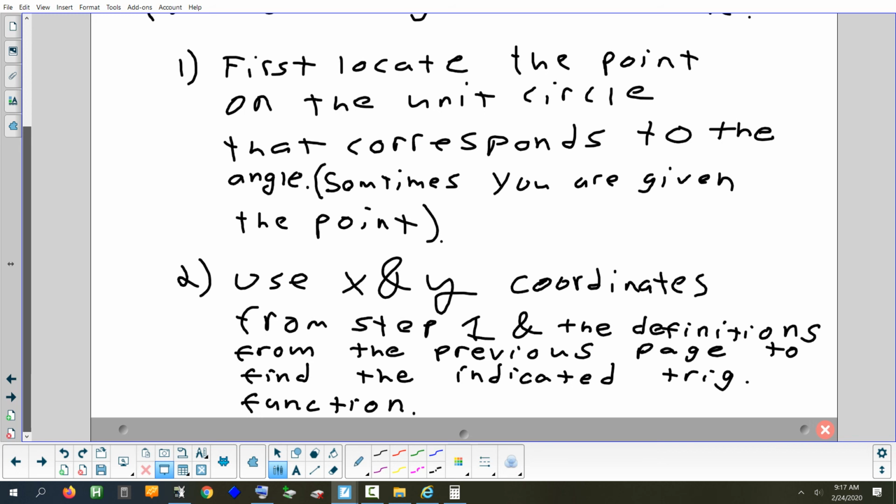The way we're going to do it in class is we're going to do all six. So for every problem that I give you, we'll do the sine, the cosine, the tangent, cosecant, the secant, and the cotangent. On the test, it won't be set up that way. I'm going to ask you for one per problem. But we're going to practice all six per problem, just to get used to doing them all.